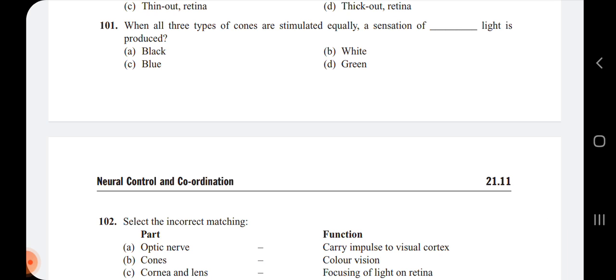When all three types of cones are stimulated equally, a sensation of dash light is produced. So when all three types of cones are stimulated equally, it is going to form a light, and the sensation of light that is produced, that color is white.